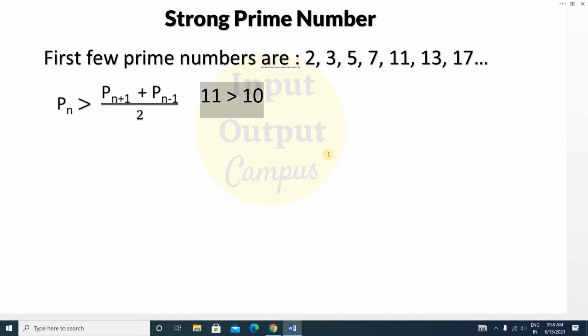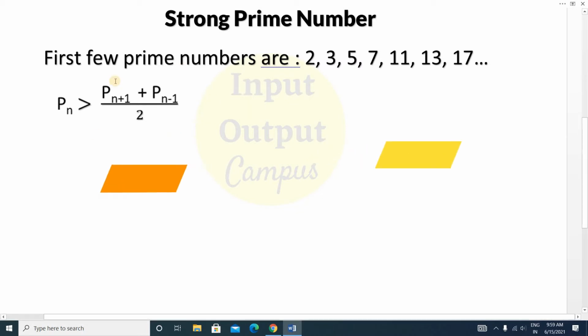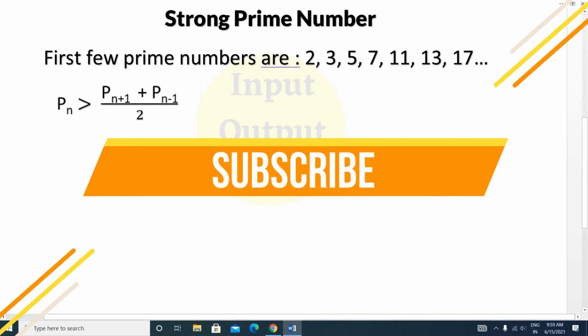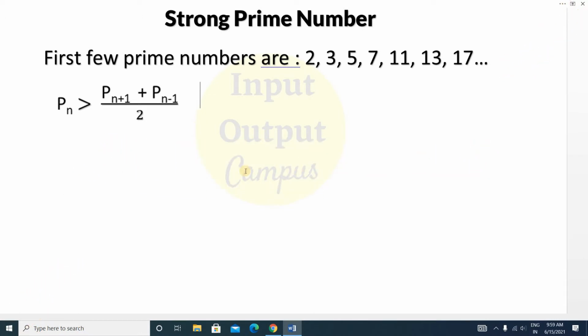This question is very important because the direct question in the examination is not asked. In the examination, the question is asked with a little twist. So here is the twist. This formula is important to calculate the strong prime number. Now we have understood what a strong prime number is and how to calculate it.